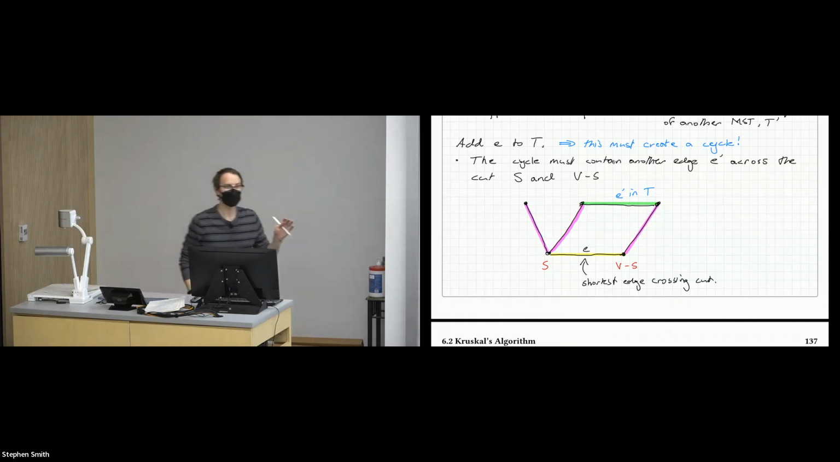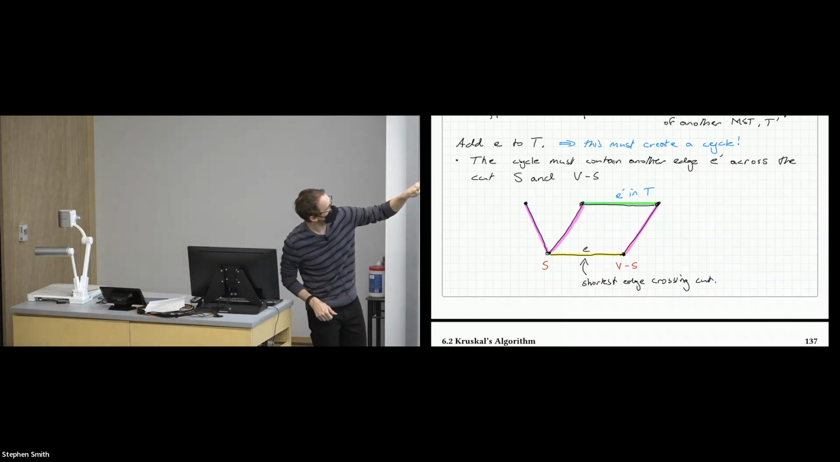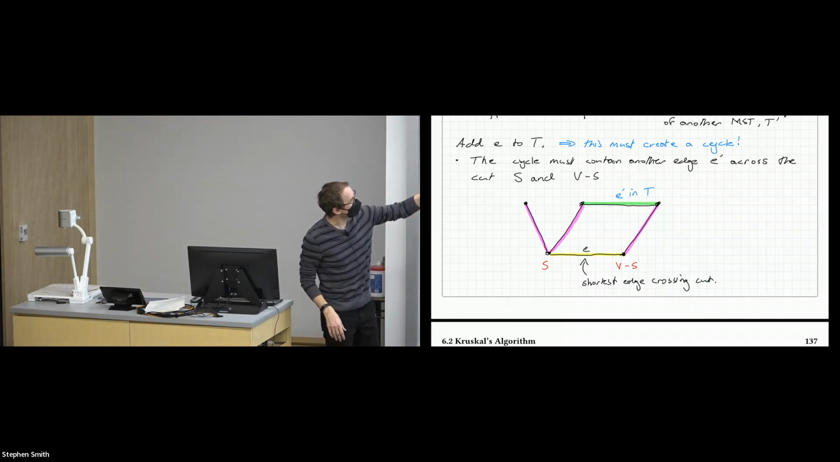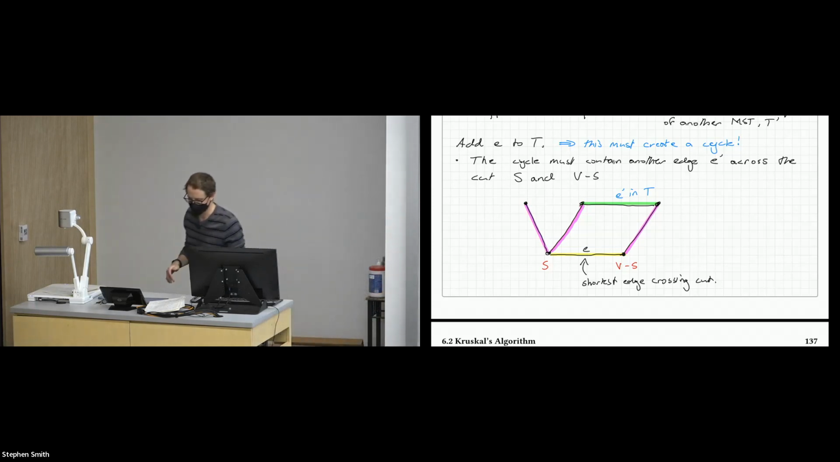Right, so the tree is the 3 pink edges plus the green edge. That's the tree T. I added E to that tree, and it created this cycle, which is the square, with 4 edges. And now I'm saying that's a cycle, and so I have now 2 edges crossing between S and V minus S.